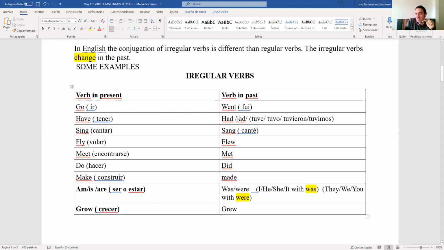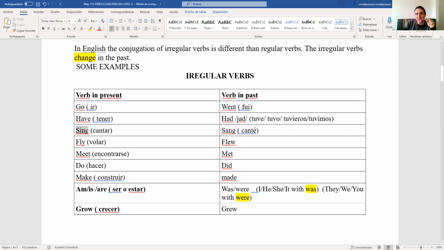Esa es la ventaja de este tiempo, que para todos los sujetos el verbo se va a conjugar igual. Entonces, con el verbo fui: I went, you went, she went, we went, they went, okay? The same for all of them.